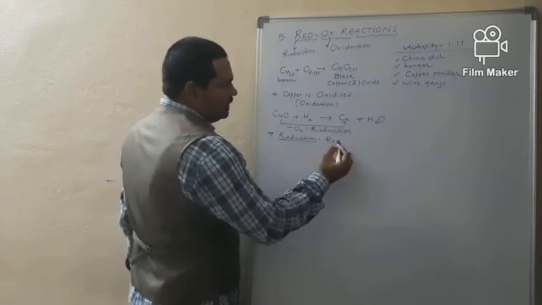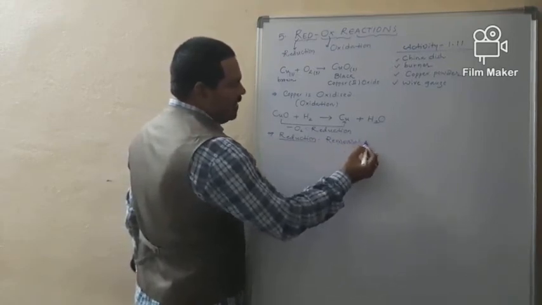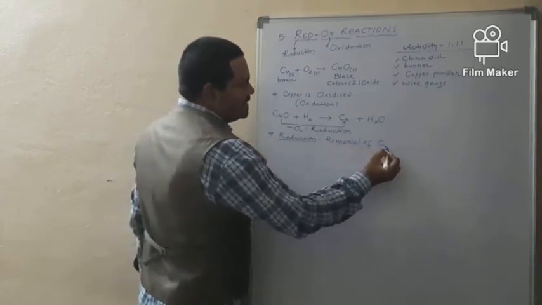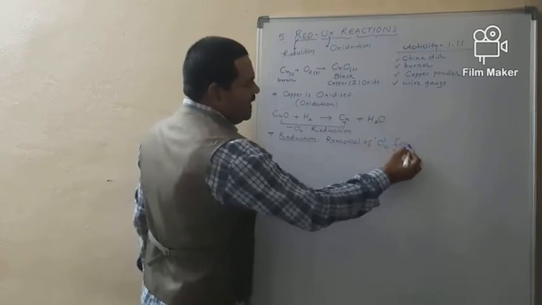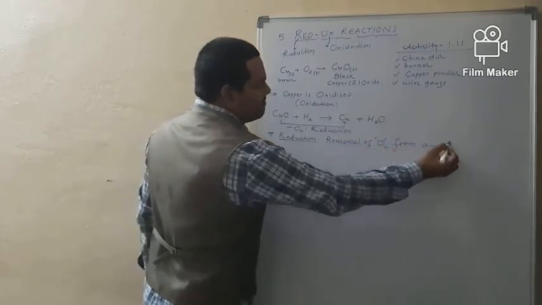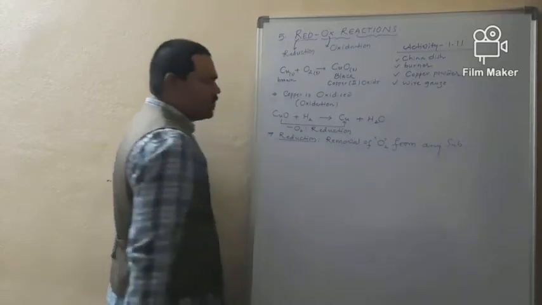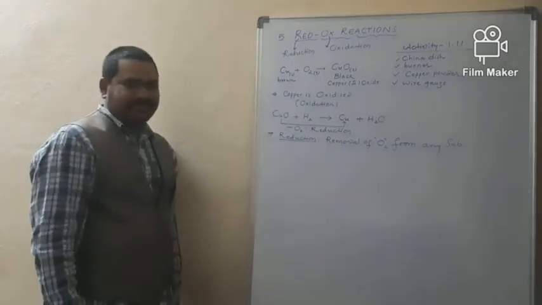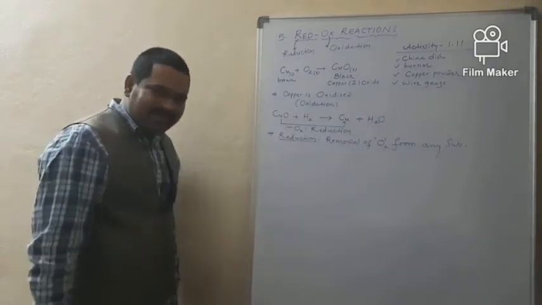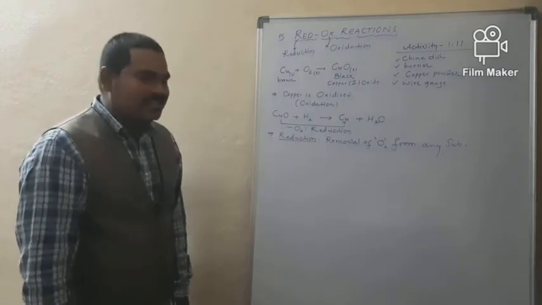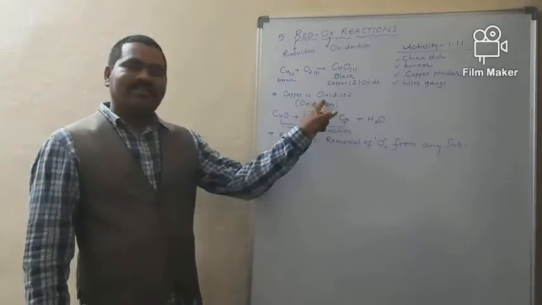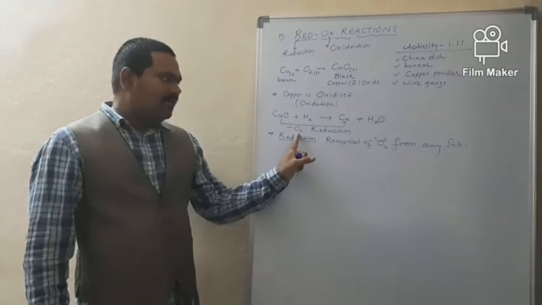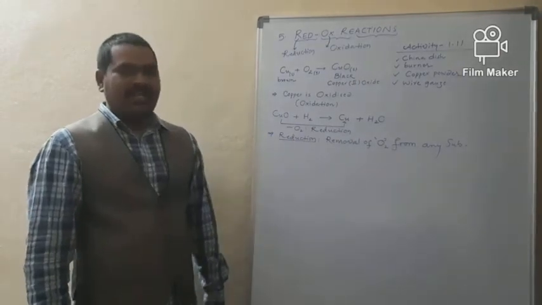Removal of oxygen from any substance is called reduction. So addition of oxygen is called oxidation. Removal of oxygen is called reduction.